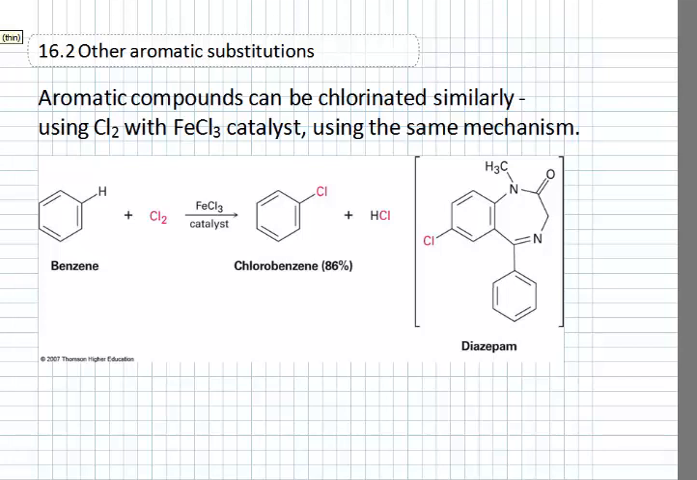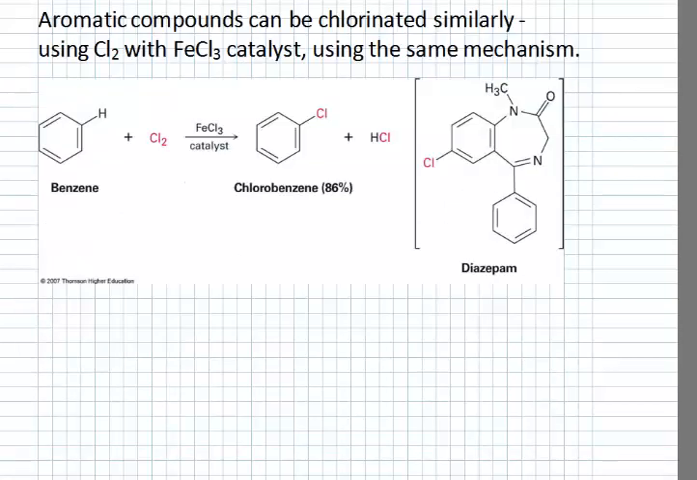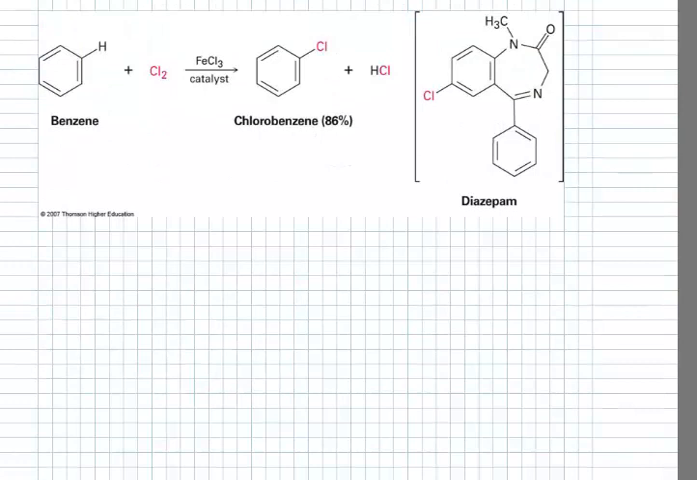Well, surprise, surprise, what we can do with bromine, we can also do with chlorine. We can chlorinate using Cl2 and iron 3 chloride as a catalyst. Let's just draw out a mechanism of that just so we're clear on it. We've got benzene, we've got chlorine as our two reactants. We have FeCl3 as a catalyst.